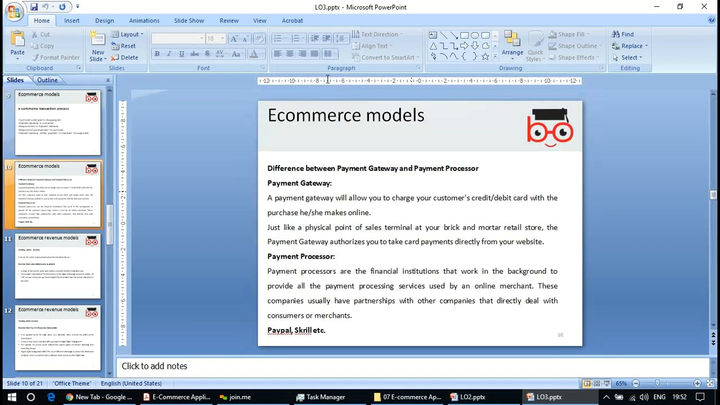Then a little difference between the payment gateway and the payment processor. The payment gateway would work especially on credit card authorization, because not every merchant, or everyone who has a website, would be able to take the card details because it's very confidential. And they cannot have the authority to take someone's card details unless they are a big company.